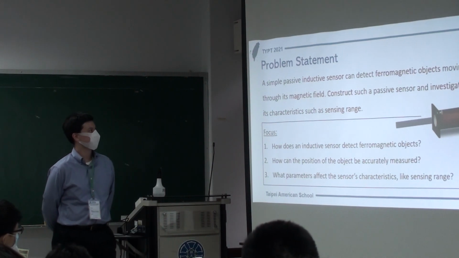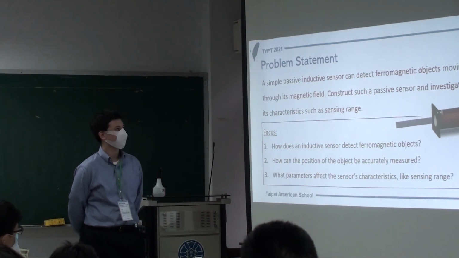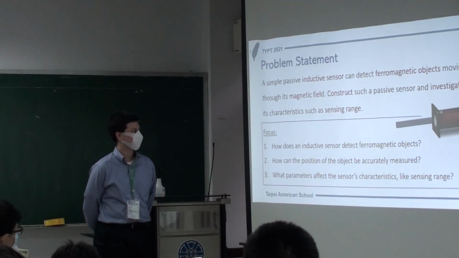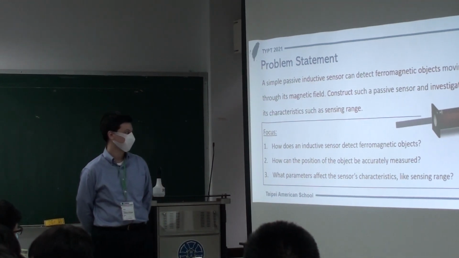A simple passive inductive sensor can detect ferromagnetic objects moving through its magnetic field. Construct such a passive sensor and investigate its characteristics such as sensing range.